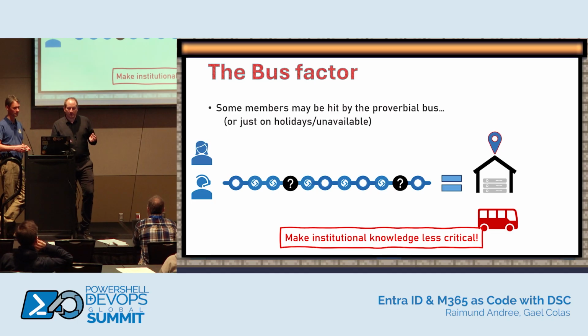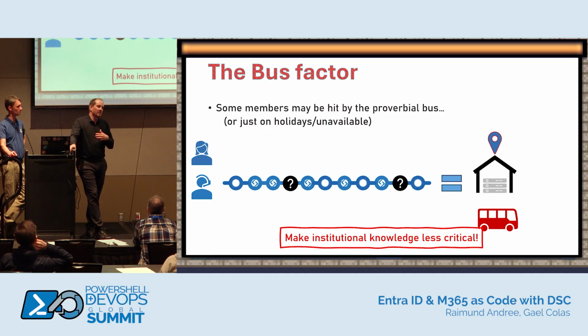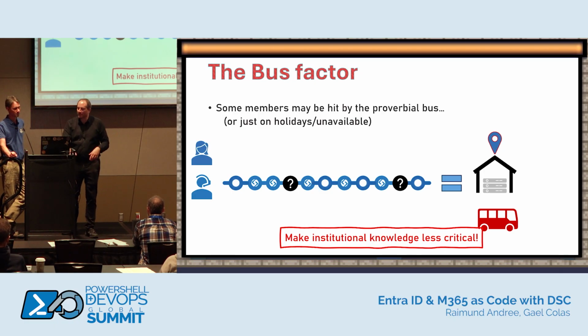So make institutional knowledge less critical. You're still going to build it up, because obviously you can go through the Git history. It's much quicker than asking Raimund, why did you make that change? Git blame. And then you go and ask him, why have you changed this?